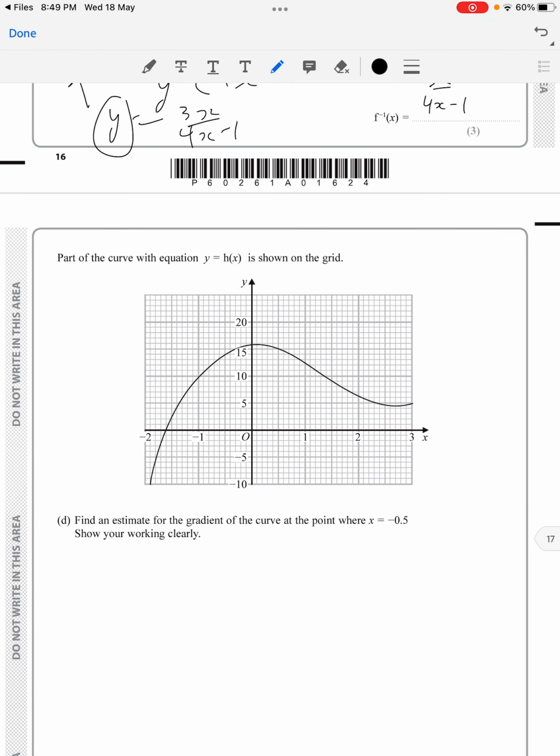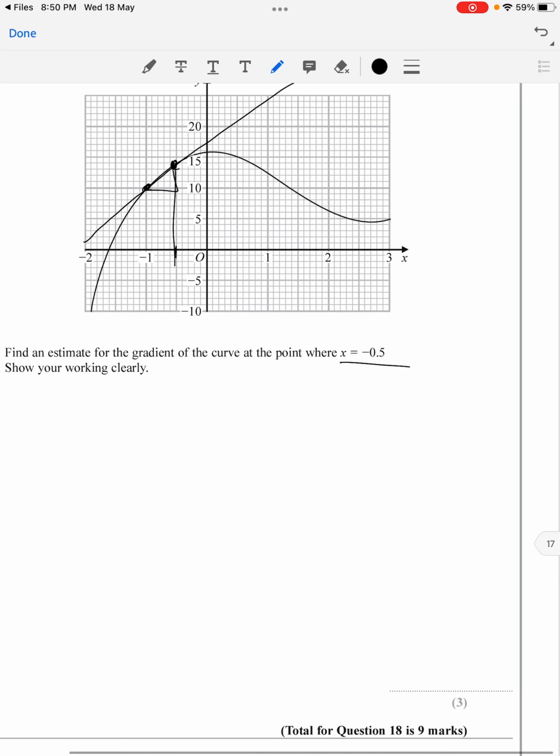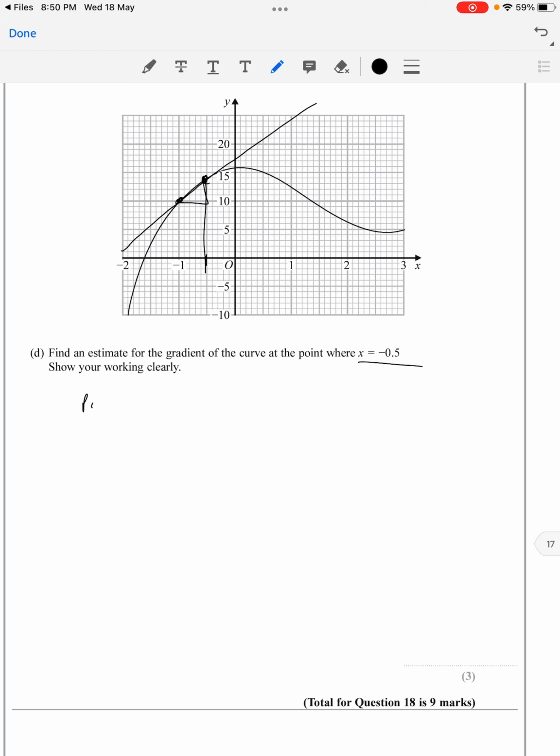Okay, plot part of the curve, work out the estimated gradient of the curve at the point where x is equal to minus 0.5. So minus 0.5 is somewhere at this point here. What you need to do is just draw a straight tangent line at this point. Just draw a straight line there, and you should be crossing the axis at a point where x is equal to minus 5, and that is this point here. You can pick any point that you like. We're going to pick 10 here, and find the gradient at that point.